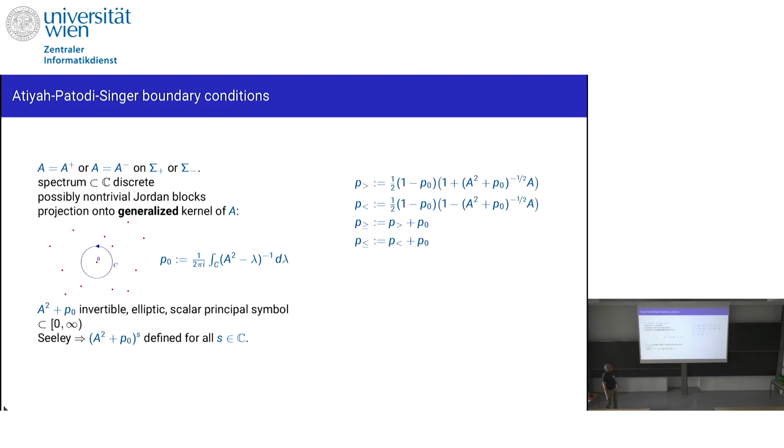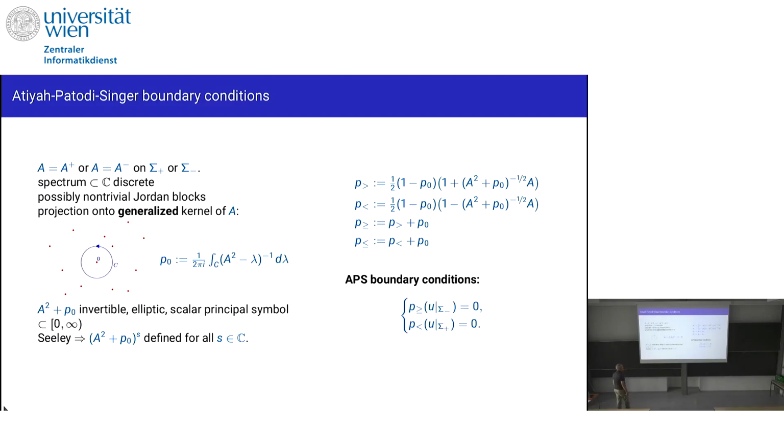And then this allows us to write down projectors. So P plus, or P greater, should be thought of as the projection onto the sum of eigenspaces to positive eigenvalues. So that's what it is in the self-adjoint case. You write down this formula. Similarly, negative eigenvalues, non-negative eigenvalues, and non-positive eigenvalues. So these are the generalizations that we are going to use.